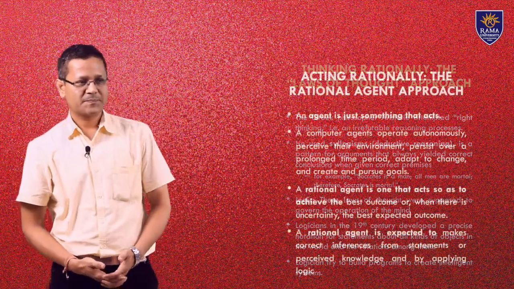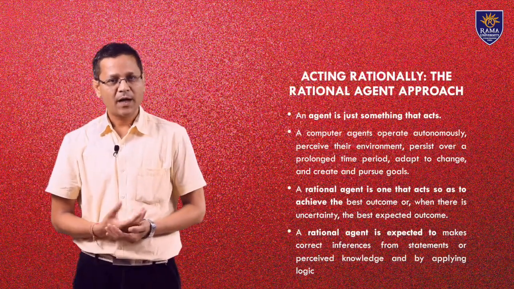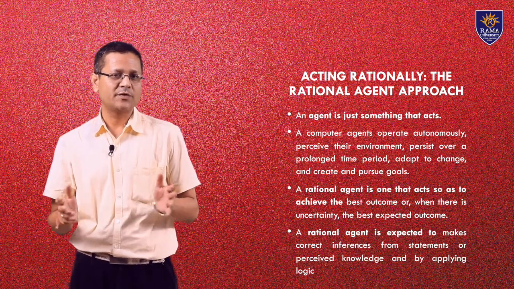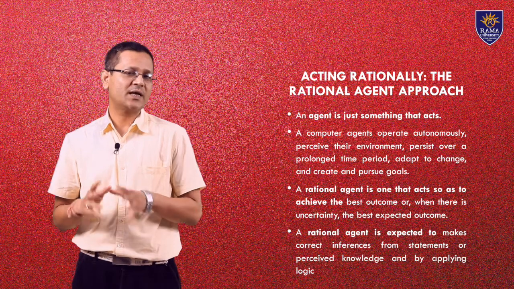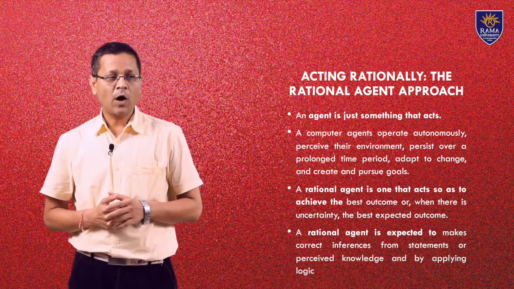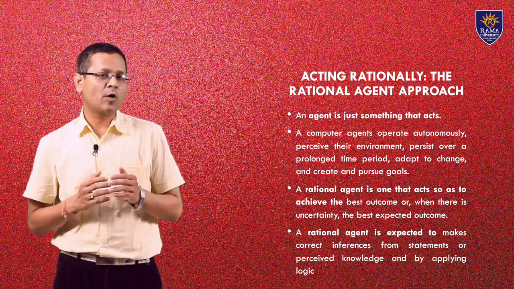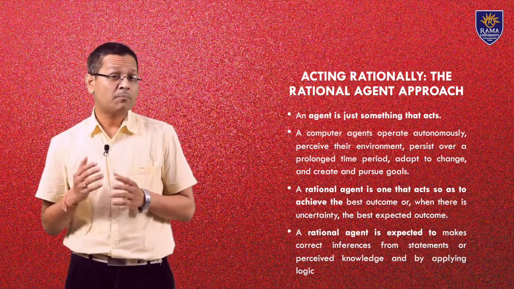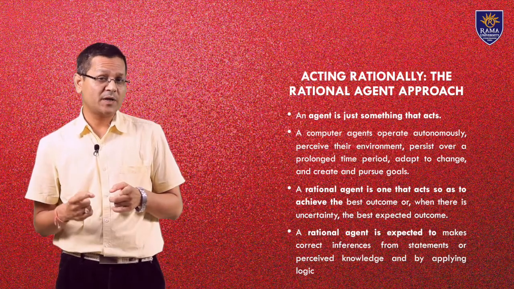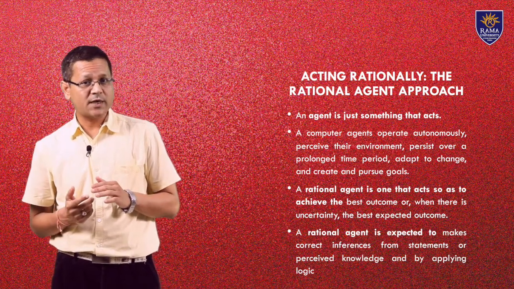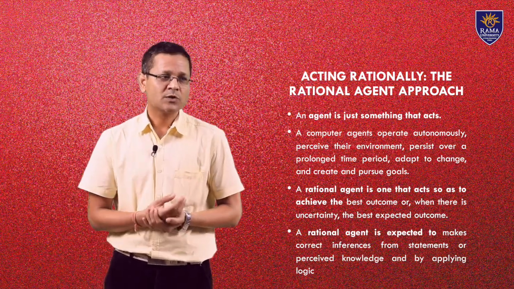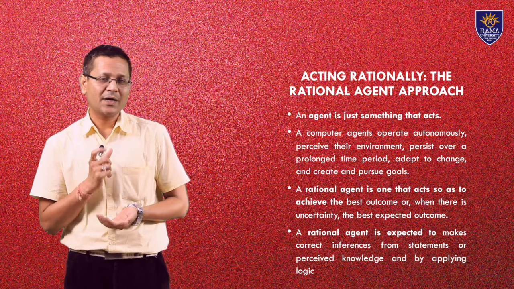Acting rationally: the rational agent approach. An agent is something which can act. A simple definition of an agent is anything which can act or bring changes to the environment. Now a computer agent operates autonomously, perceives its environment, persists over a long period of time, adapts to changes and creates and pursues goals. So that is the definition of a computer agent.